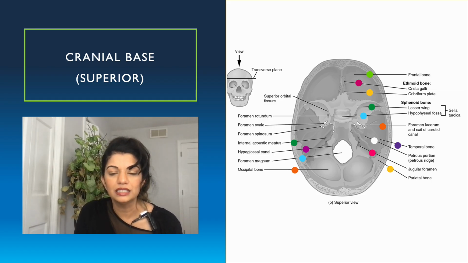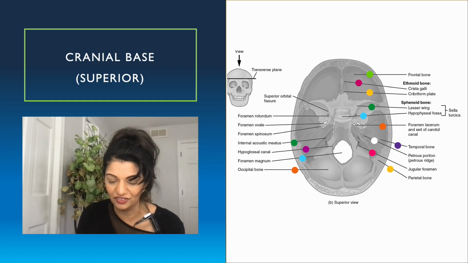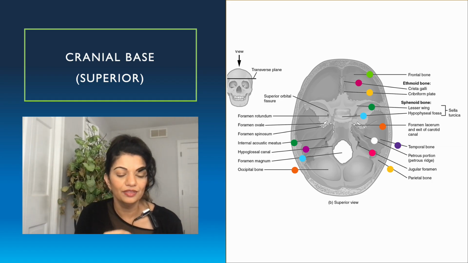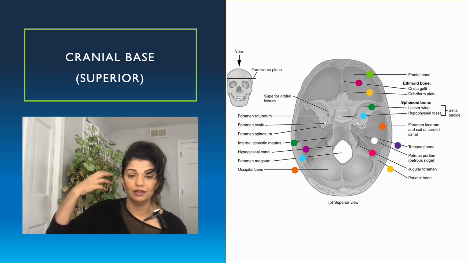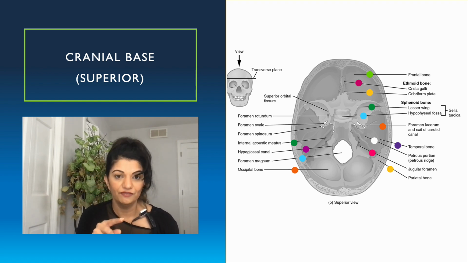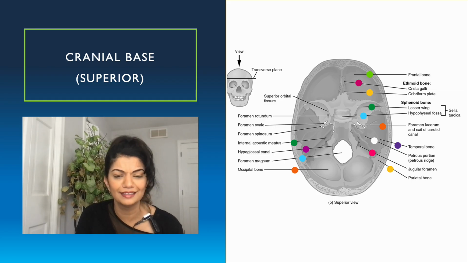And then we've got the internal acoustic meatus. Now this one has a lot of drama going on there because obviously it connects to your inner ear, right? Basically it connects the inner ear to the posterior cranial fossa, and it has the facial and vestibular nerves that go through it. It has the labyrinthine artery, and it also has the vestibular ganglion. So it's a lot going on there in this little canal, or not canal, meatus.